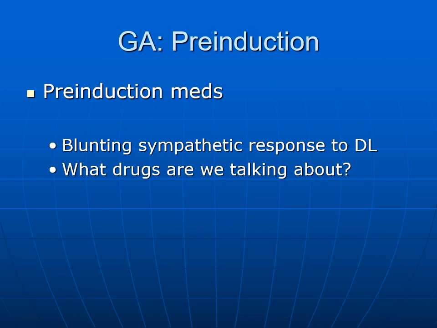But to blunt the sympathetic response to DL, we would say lidocaine, how much? There is a milligram per kilogram dose. I usually give 50 to 100 milligrams of lidocaine. How much fentanyl? Usually 50 to 100 mics. That's to decrease the sympathetic response of you putting in a cold blade to intubate.